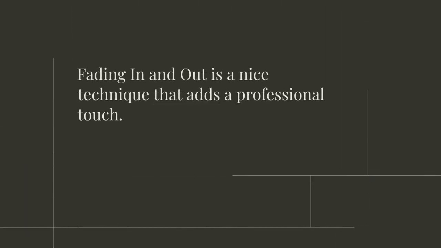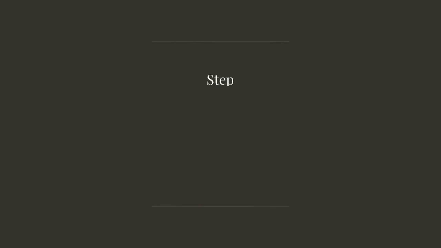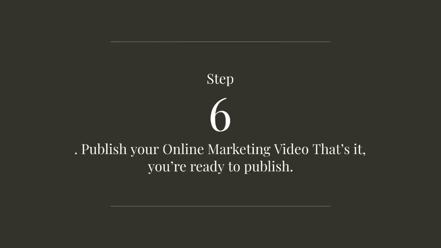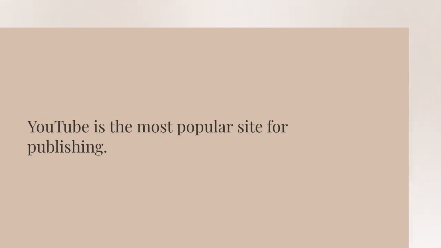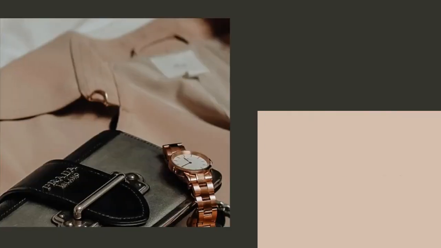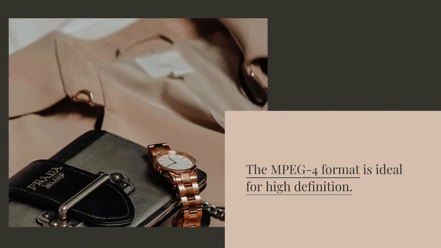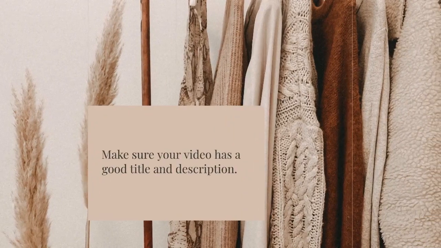Step 6. Publish your online marketing video. That's it. You're ready to publish. YouTube is the most popular site for publishing. The MPEG-4 format is ideal for high definition. Make sure your video has a good title and description. Also, make sure that you do a good job with your tags so that the right people find you.